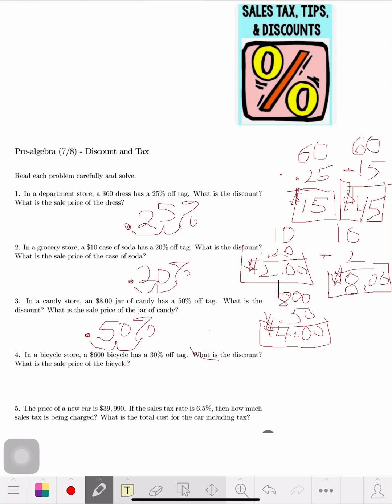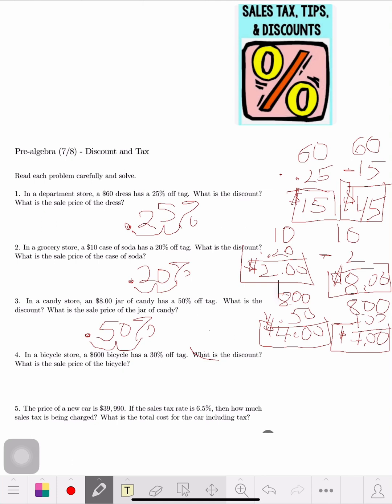So now, how much is the jar going to cost me? We're saving $4, so we get $8 minus $4. It's going to cost me $4. Put the decimal point and square that off, so the teacher knows both my answers are $4. Now, let's move on to the next one.